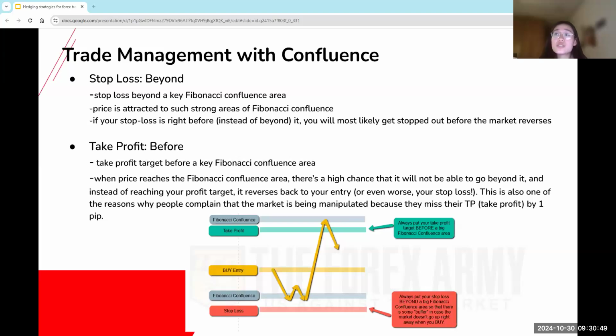Okay, so firstly, stop loss should be placed beyond, because if your stop loss is placed right before, you will most likely get stopped out before the market reverses. And that's also one of the reasons why most people wonder why they got stopped out right before the market starts to reverse. And then they start complaining about stop hunting.